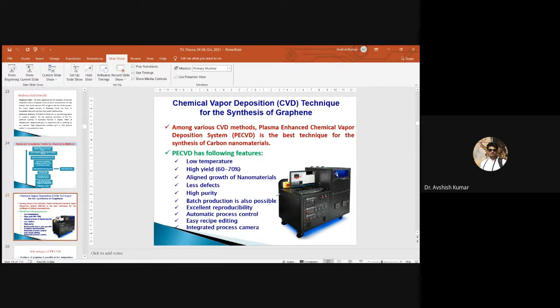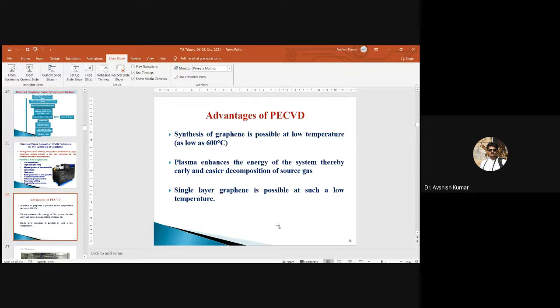So this is basically the chamber, and I will show you the parts of this system. The advantage of using this PECVD system is that synthesis of graphene is possible at very low temperature, as low as 600.